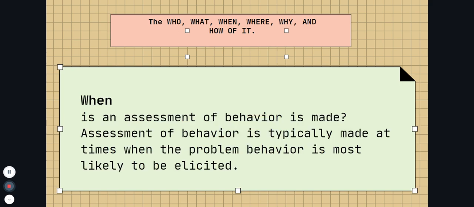So when is an assessment of behavior made? Assessment of behavior is typically made at times when the problem behavior is most likely to be elicited. For example, if a pupil is most likely to get into verbal and physical altercations during lunch, a behavioral assessor would focus on lunch hour as a time to assess the behavior. Another way to address the when question has to do with the various schedules with which behavioral assessments may be made.